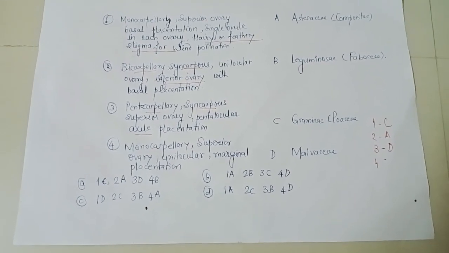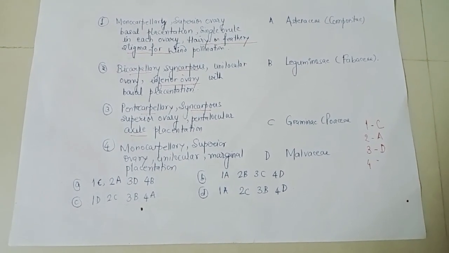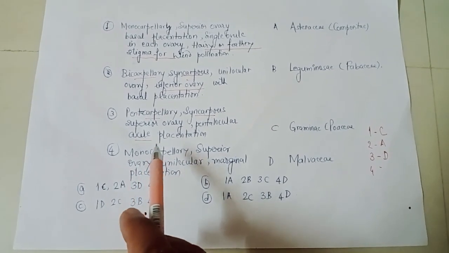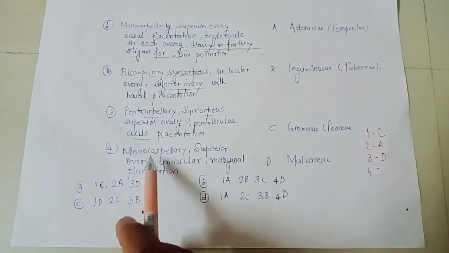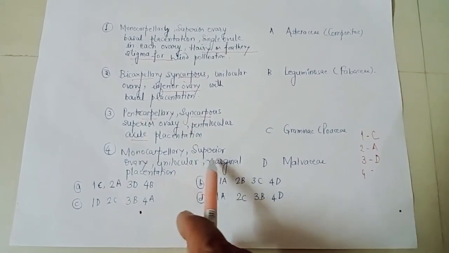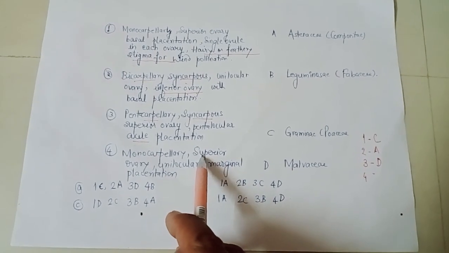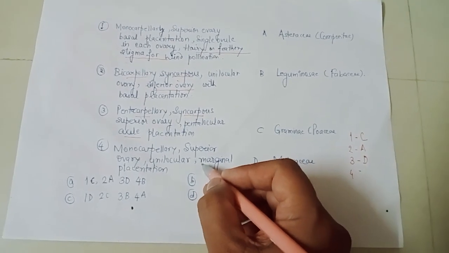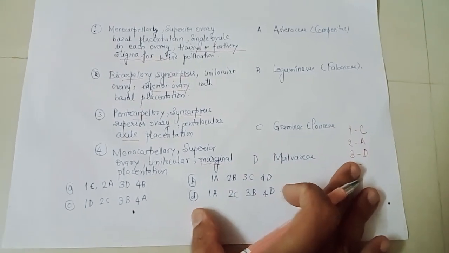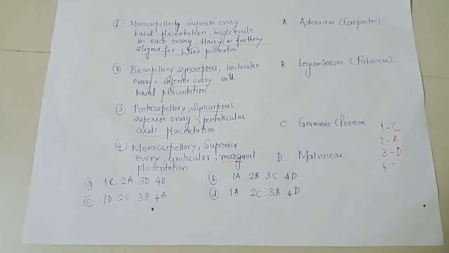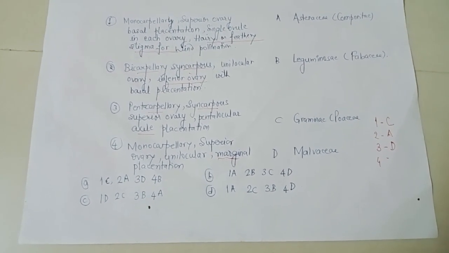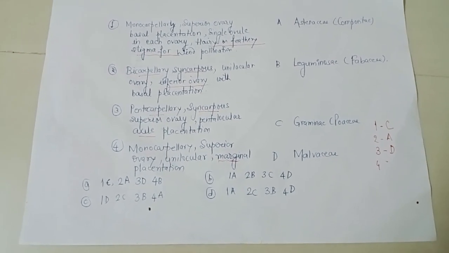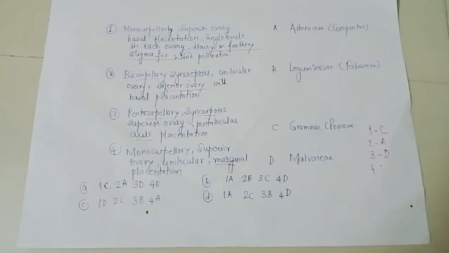Monocarpillary superior ovary, unilocular, marginal placentation. Now if you compare this with Graminae, even in case of Graminae or Poaceae, it is monocarpillary, the first option. Even there it is superior and unilocular, but the difference is that in this case it is marginal placentation. So in terms of placentation, there is a difference between Poaceae or Graminae and Leguminosae or Fabaceae. So the fourth option matches with B.